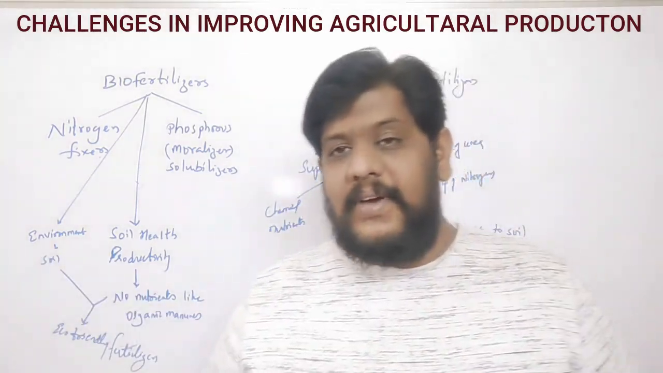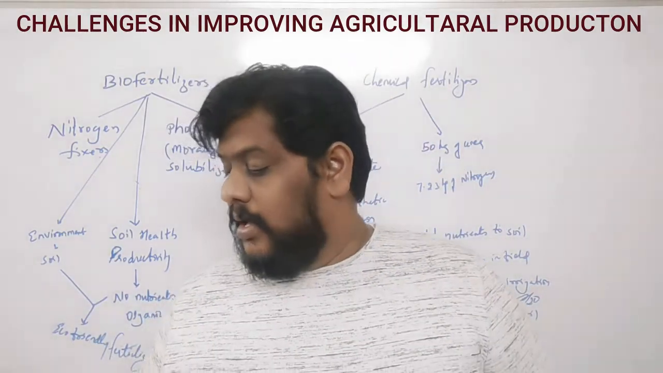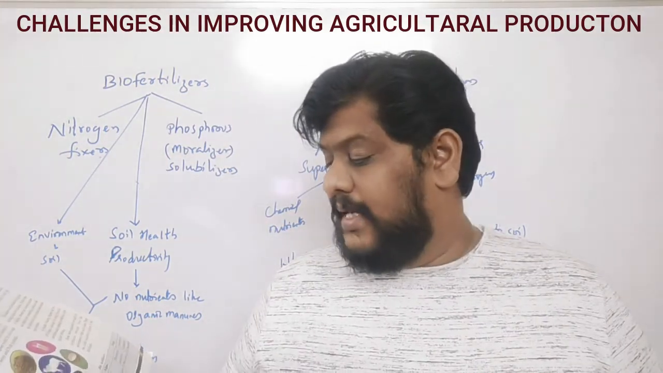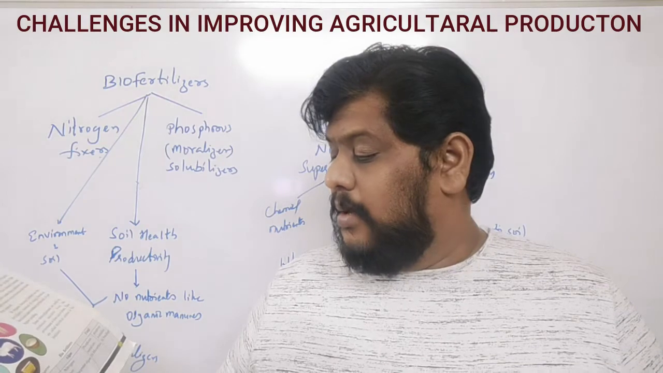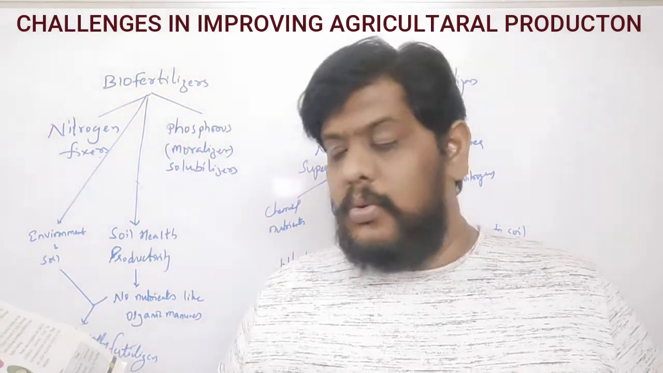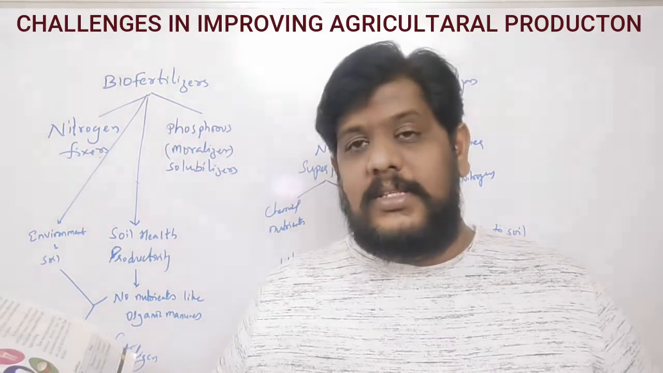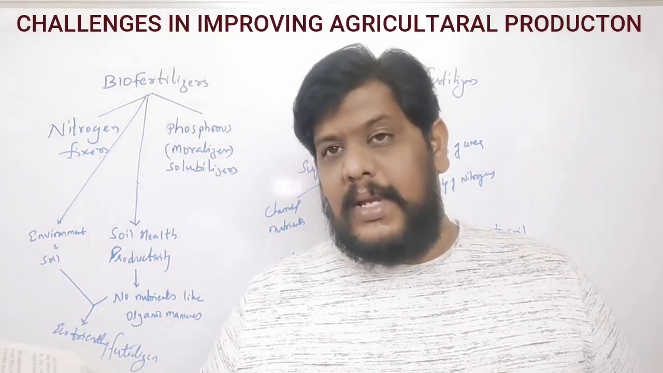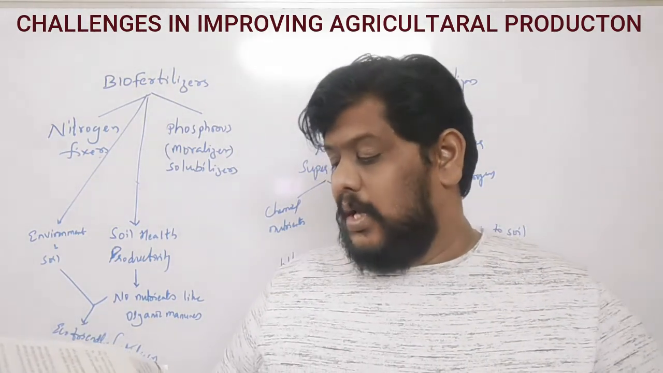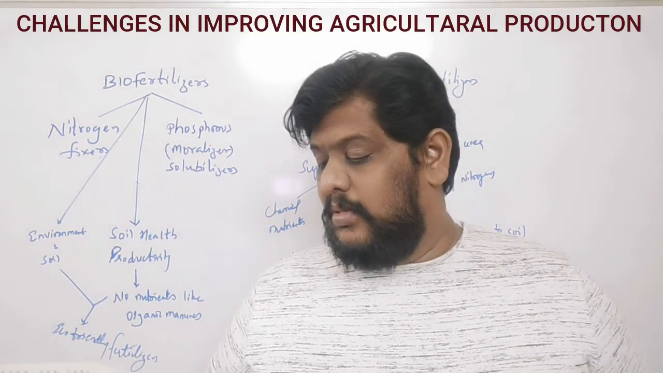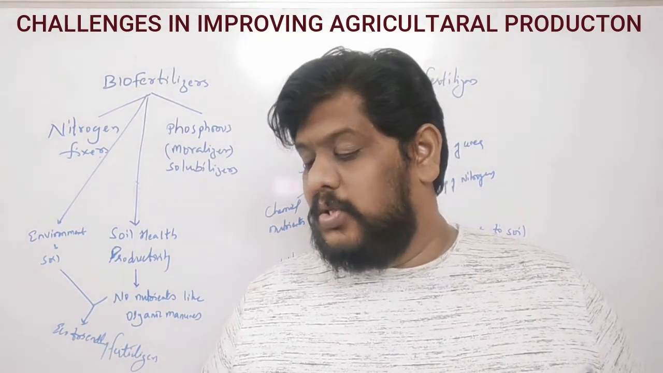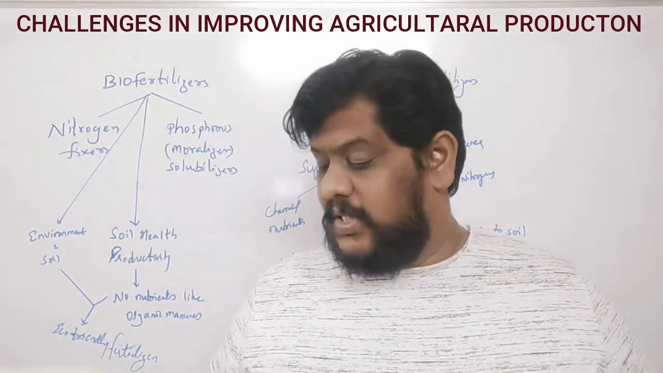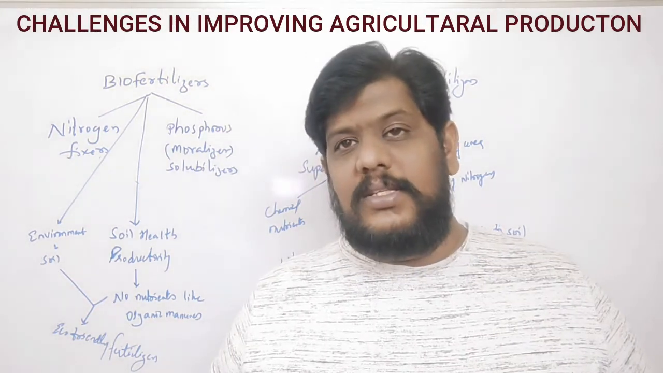And coming to the fungi, phosphorus mobilizers are there. An example you can say is mycorrhiza. And then the phosphorus solubilizer is Penicillium. Mycorrhiza and Penicillium both belong to the fungi, which are acting as the phosphorus mobilizers and the phosphorus solubilizers.